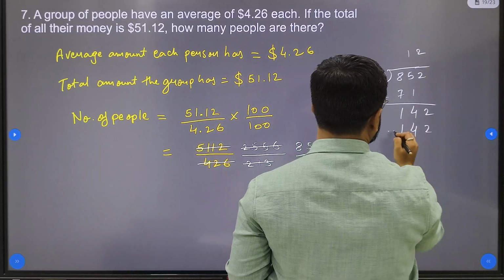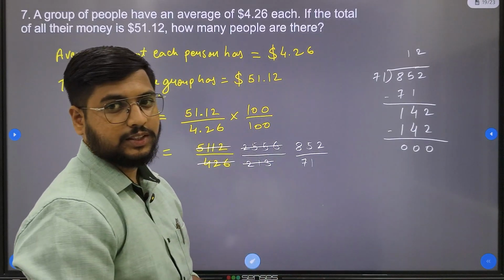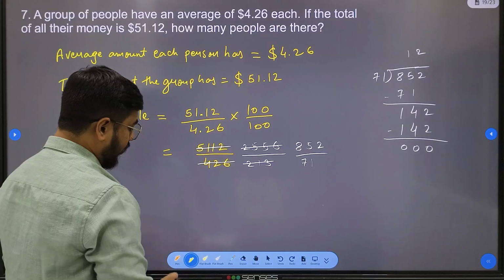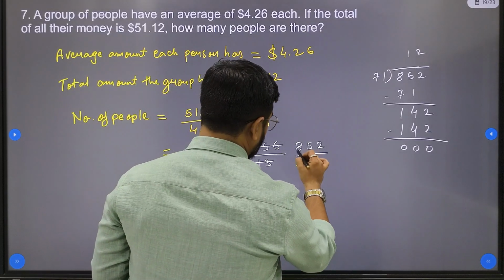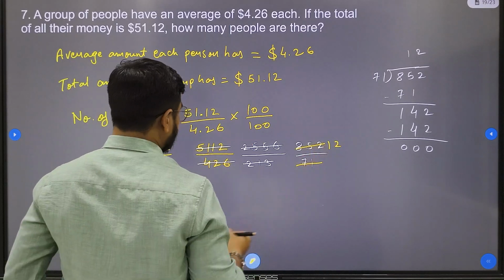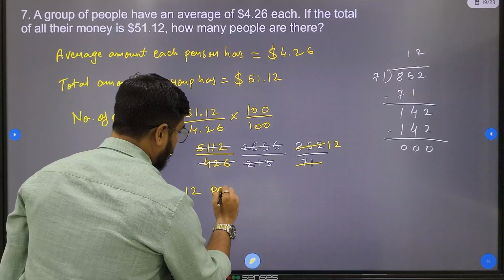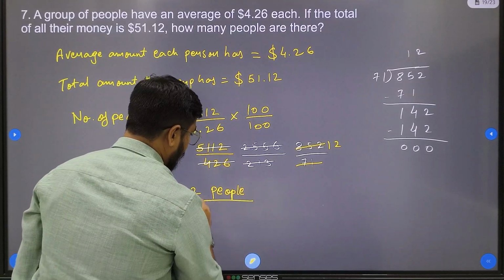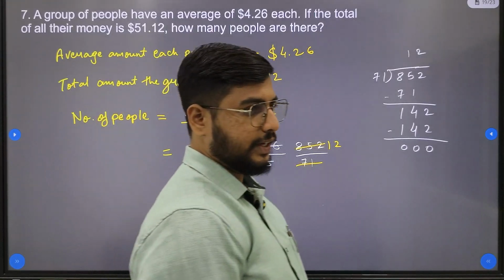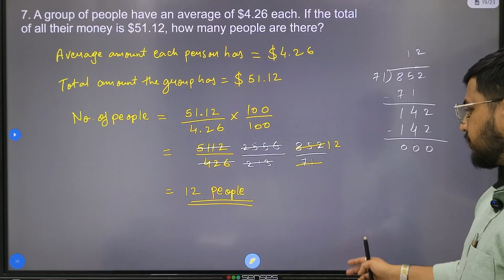This was an easy division, though the numbers were big, the division itself was easy. So the final answer what we have is 12. So there were 12 people altogether. Hope you have understood till here. Let's move on to the next question.